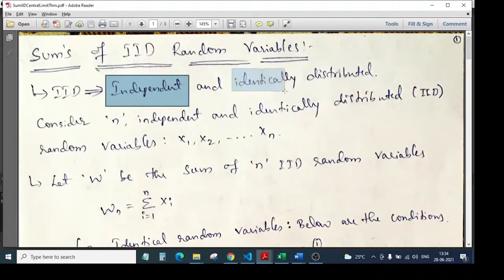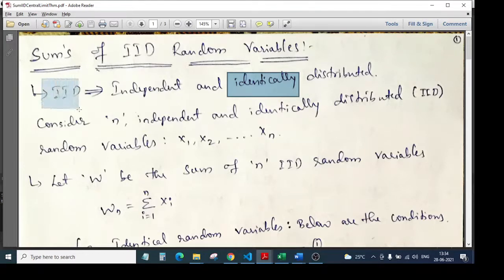The meaning of identical is nothing but their PDFs, or you can say their marginal PDFs, will be equal. Either you can say their marginal PDFs or their probability distributions will be equal. When they are equal, we say they are identical. So remember here, friends, we are considering two conditions: they should be independent as well as identical. When both conditions are satisfied, we call them IID random variables.